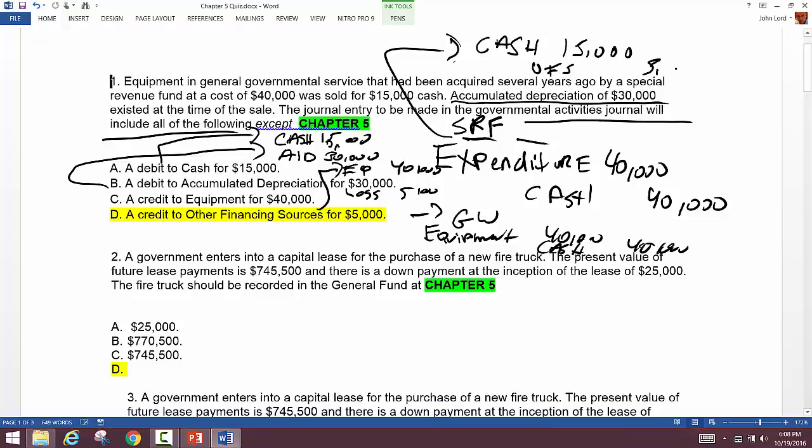Now that you're on that island of 5,000 all by yourself, how are you going to get off it? I need some more credits. Here, I'll help you. Here comes the boat of one. 15,000, okay. We're going to credit the other financing sources for 15,000.